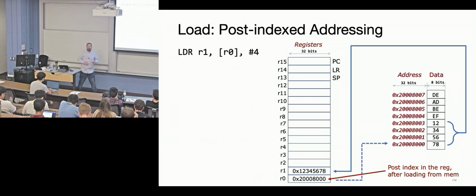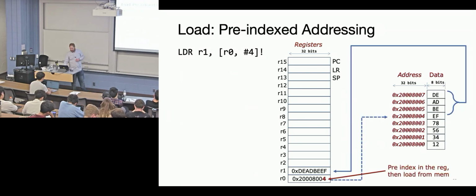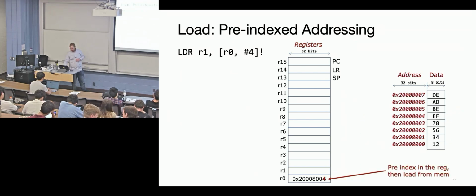I'm having trouble understanding pre versus post. Can anything happen in between the instruction? Why does it matter if you increment it before or after? It matters which address you're going for, right? So if we do pre-indexing. Oh, okay, I understand. Good.